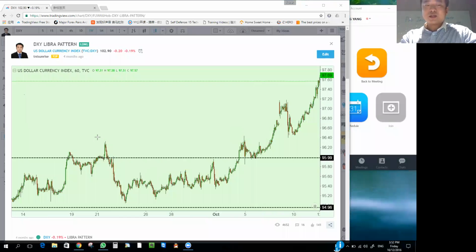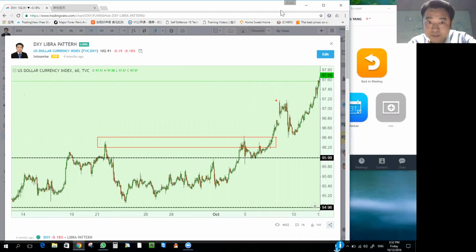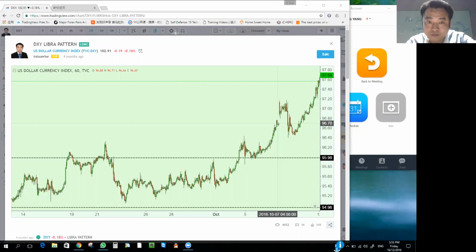When you see a structure that is violated, the best part we do is we want to buy it. Here, this part, right? That is a perfect retest for this previous structure. So here we have another time to buy the dollar again.